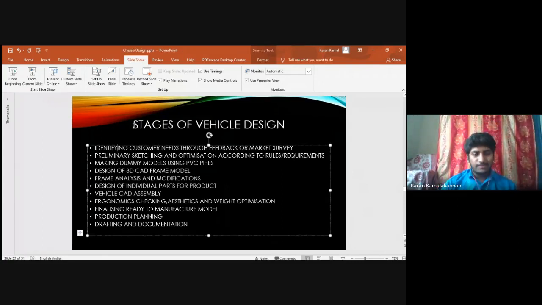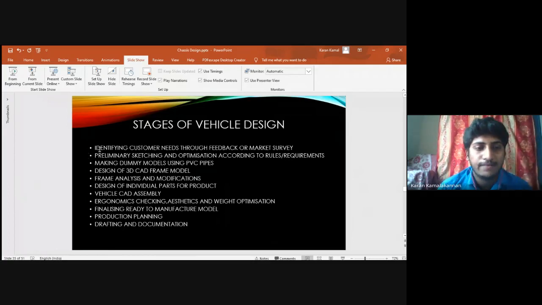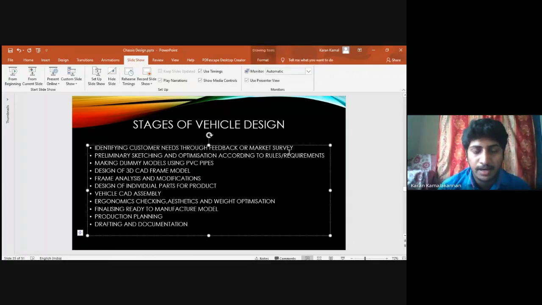These are the various stages of a design process that we will be considering. First thing is identifying the customer need through feedback or a market survey. That is the first thing, the requirements. Next is preliminary sketching, where you bring your concept into reality. What kind of design will you bring out in your vehicle, and you must compare with optimization, rule book requirements, dimensional restrictions, and other things you must follow, and build the frame. Before making any final decision, you can make dummy prototype models using PVC pipes and test how the frame would look.